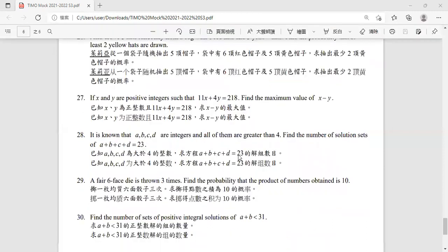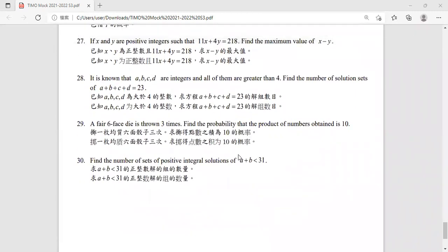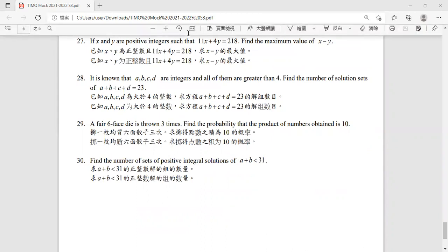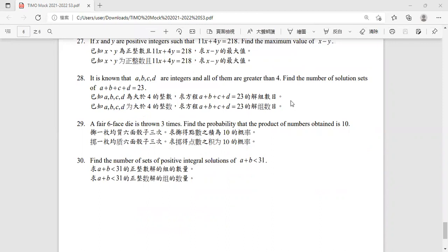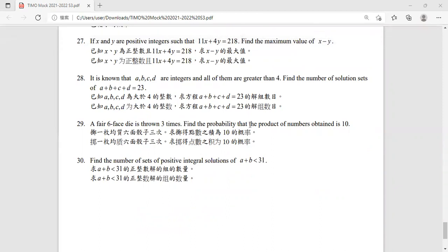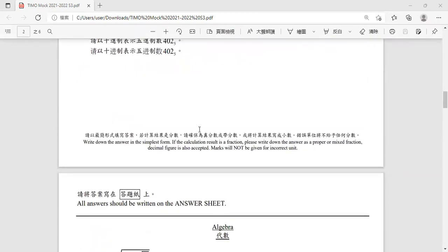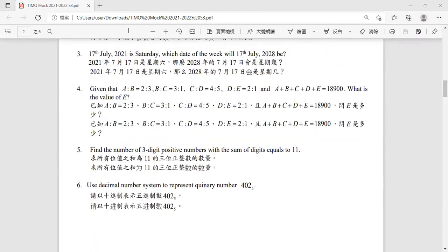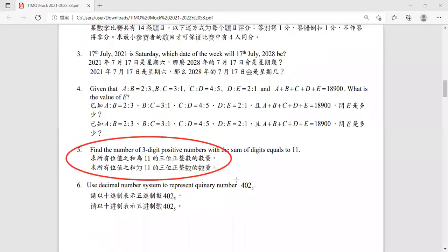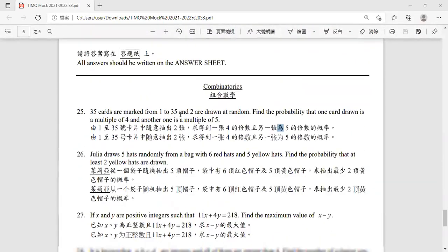Okay, next one. 28. Let A, B, C, D be integers greater than 4. Find the number of solution sets of A plus B plus C plus D equals 23. Actually, this question is the same as question 5. It's similar to this one, because you can just adjust the number.